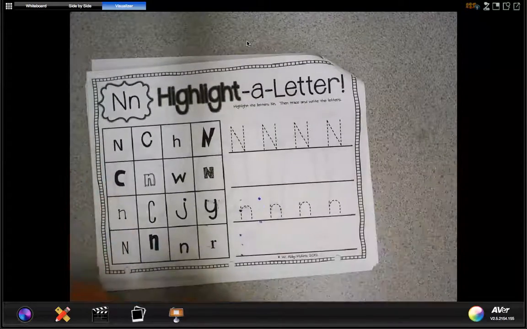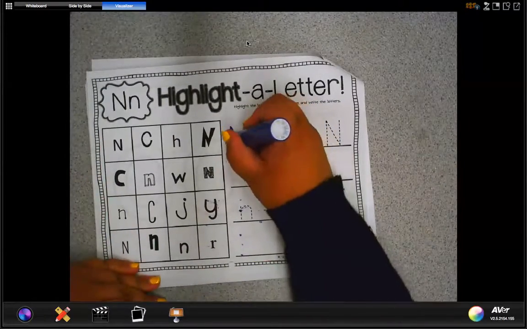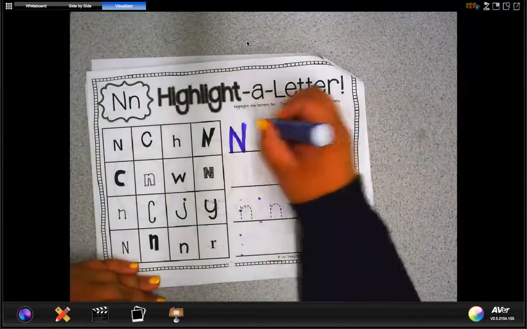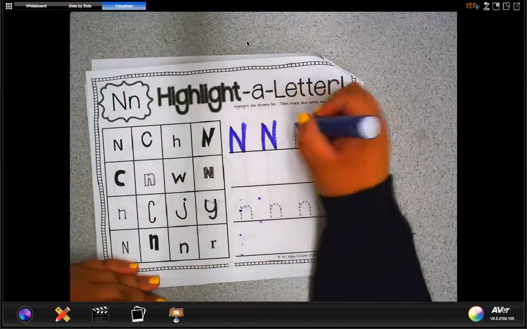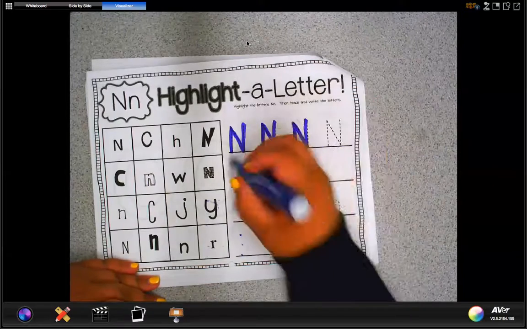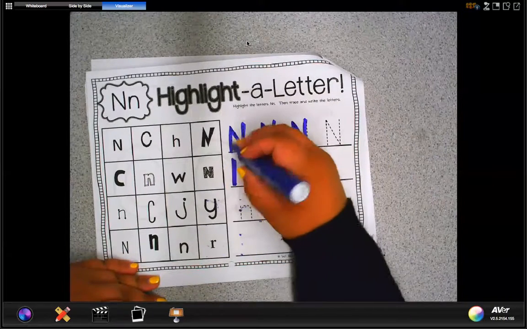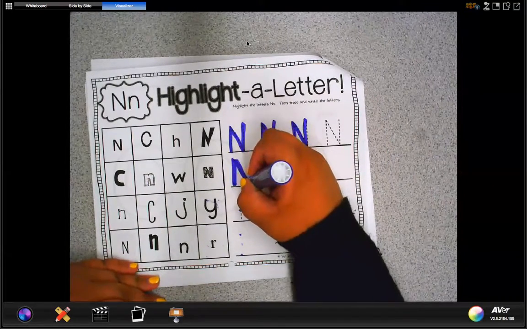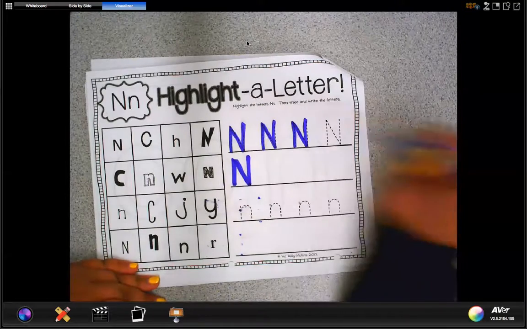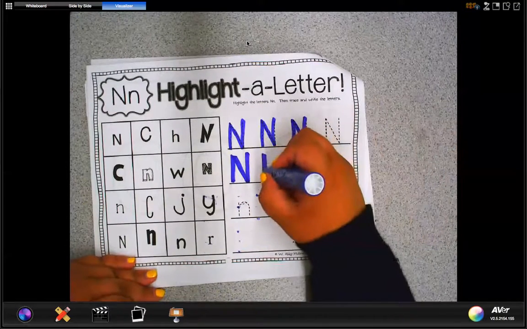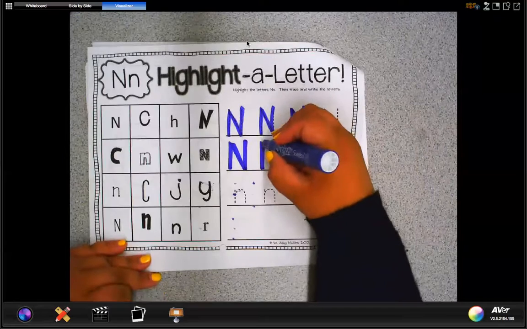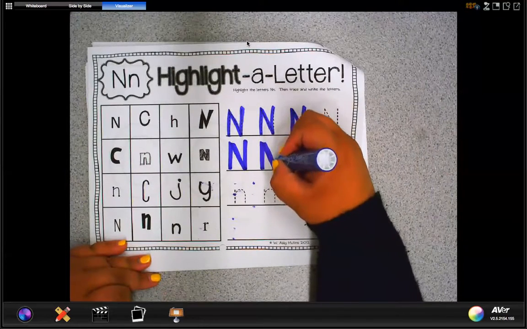You know how to highlight a letter. I'm just going to show you again how to write the N. You can trace. And then I like to do vertical down, diagonal down, and vertical up. Okay, vertical down, diagonal down, and vertical up.